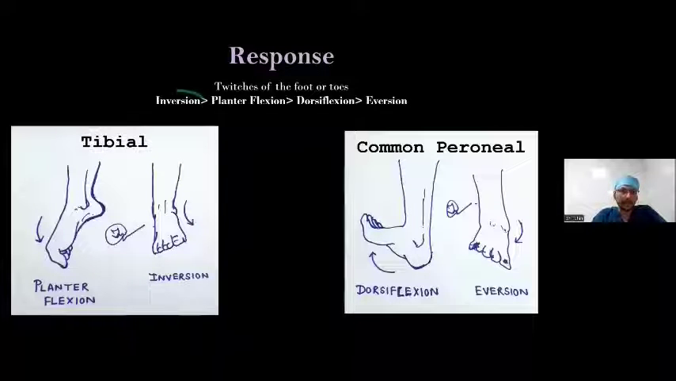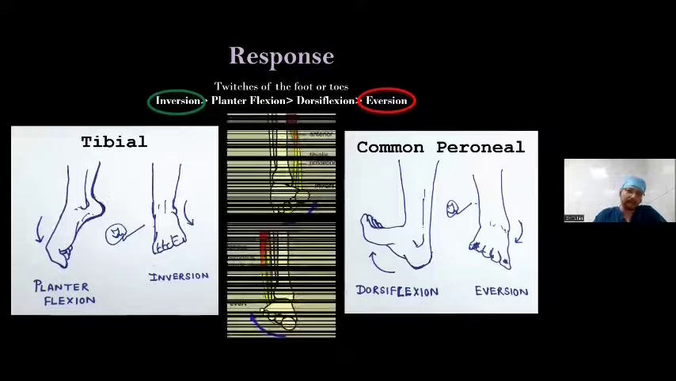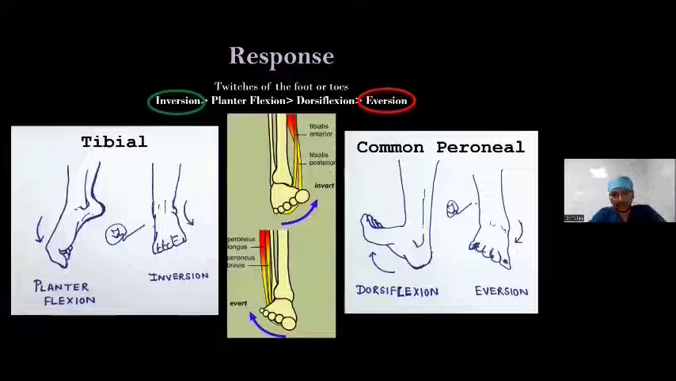Here, one important point is that the inversion response is the most preferred response, and the eversion one is the least preferred response. Why so? We have to understand that inversion is caused by the tibialis anterior and the tibialis posterior muscles. Tibialis anterior is supplied by the deep peroneal nerve from the common peroneal nerve, and the tibialis posterior is supplied by the tibial nerve. So whenever you are doing a high sciatic nerve block, it may not be that important.